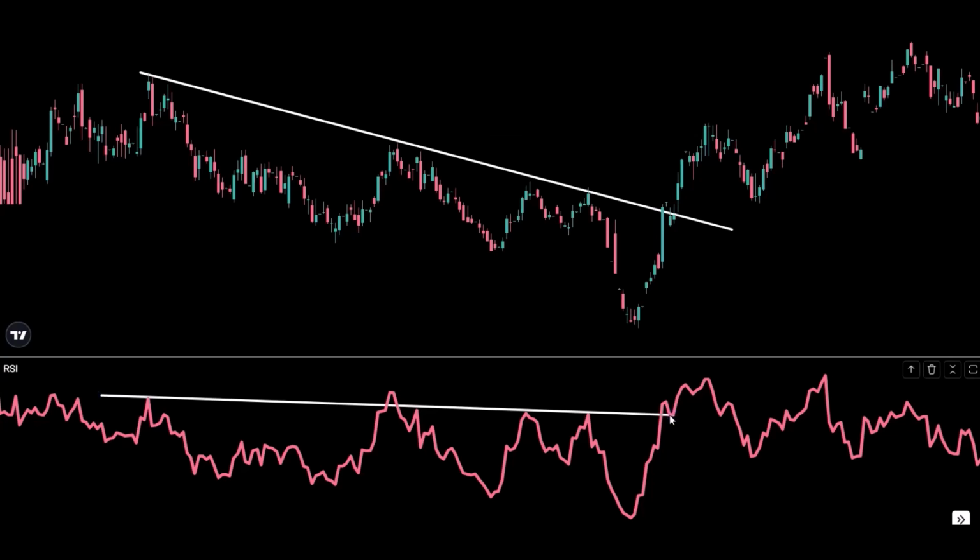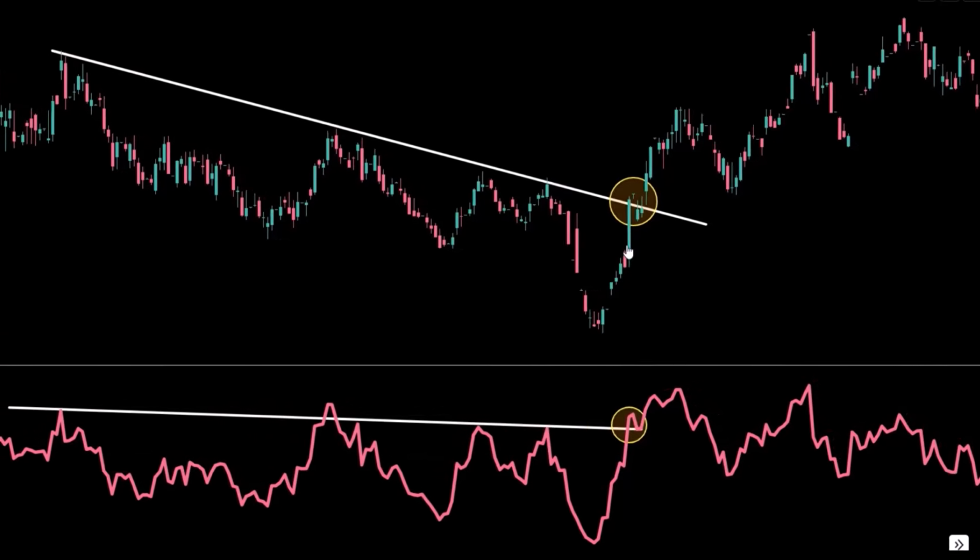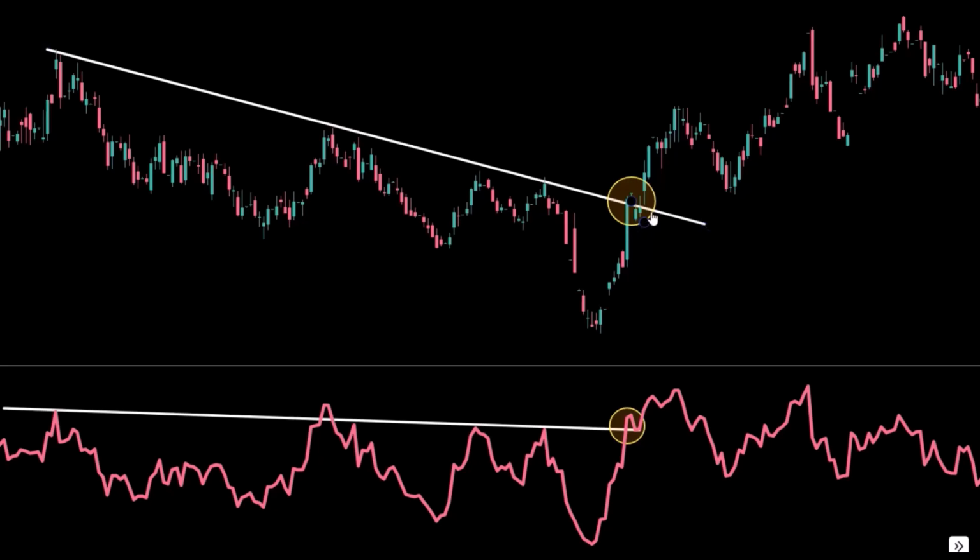Notice something important. Even though the RSI has already broken its trend line, the price hasn't broken its trend line yet. This early break in the RSI often acts as a leading signal of a potential trend change. After this, traders often watch the price chart closely for signs of a possible bullish move, such as a higher low, a resistance break, or a change in the market direction.